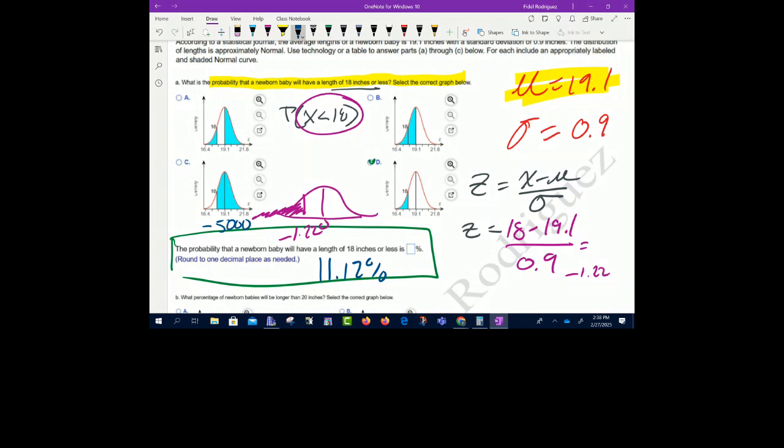Just one last little thing here. They're only asking me to go to 1 decimal place. What do you think, 11.1 or 11.2? 11.1. Boom, and you got it. Take it away. Sound good? Okie dokie, artichokes.